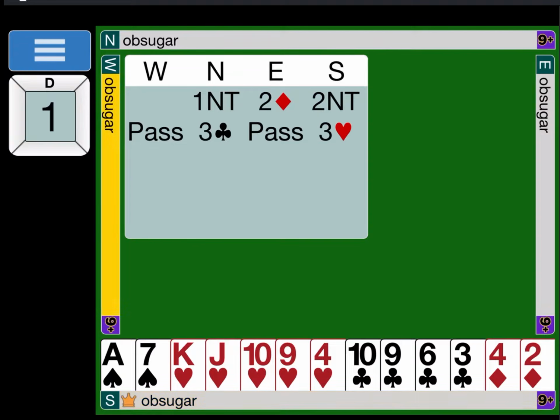So we have 2 ways to 3 hearts. One way by bidding it directly to show a game force, and the other way by using the relay and then bidding 3 hearts.